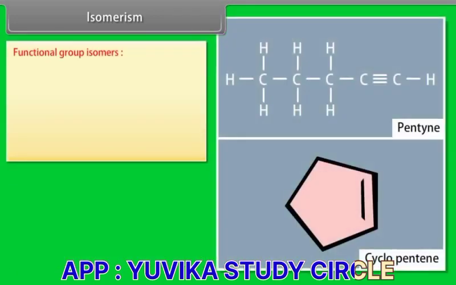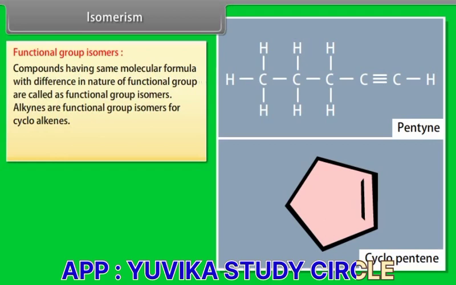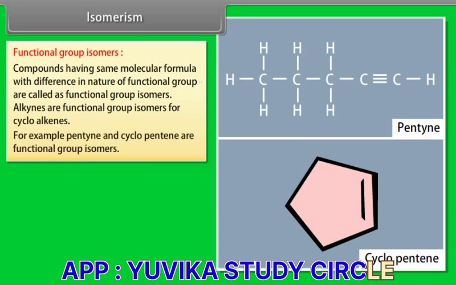Functional group isomers. Compounds having the same molecular formula with a difference in nature of functional group are called functional group isomers. Alkynes are functional group isomers of cycloalkenes. For example, pentyne and cyclopentene are functional group isomers.